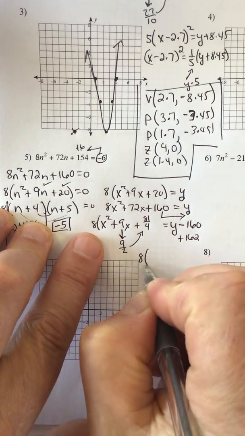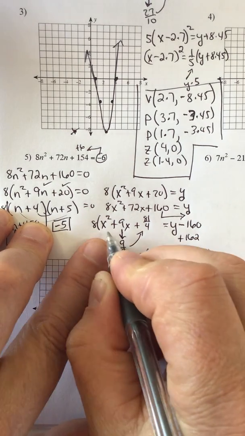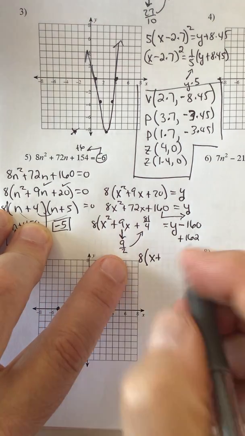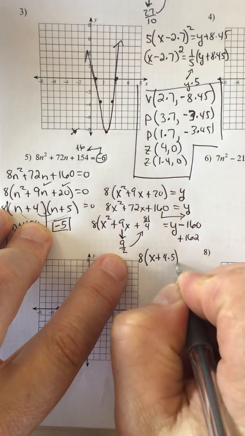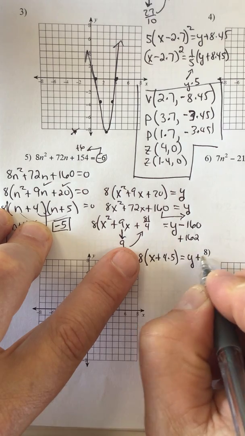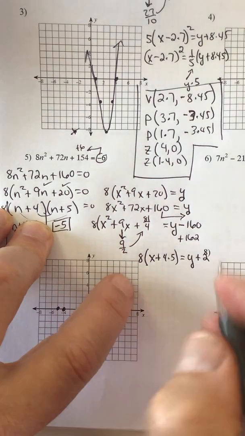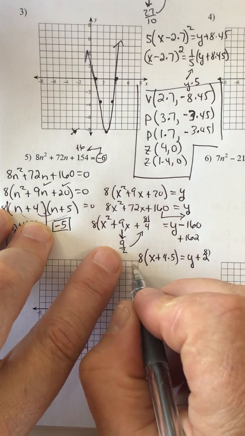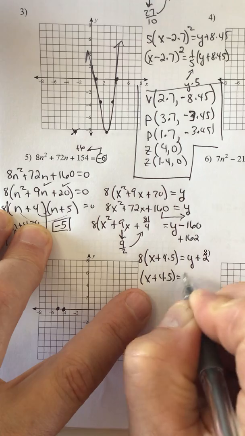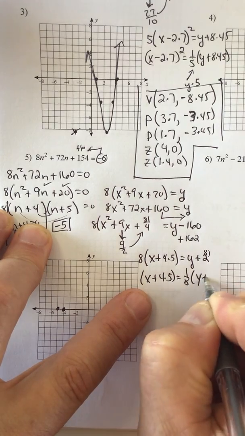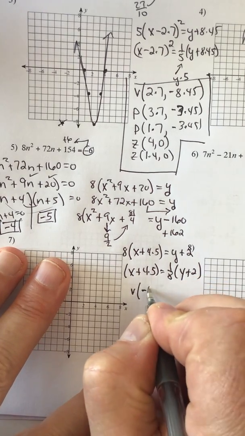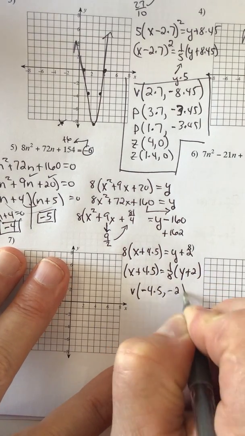Okay, so we've got 8 here. Here's the factored part with an addition, so it's x plus 9 halves, which, if you like that as a decimal better, is 4.5. And it equals negative 160 plus 162, which makes the y term just have a 2 on it, and I'm going to move the 8 to the other side. So I'm going to divide both sides by 8. So I have x plus 4.5 equals 1/8 y plus 2. Okay, there's the vertex. The vertex is at negative 4.5, negative 2.